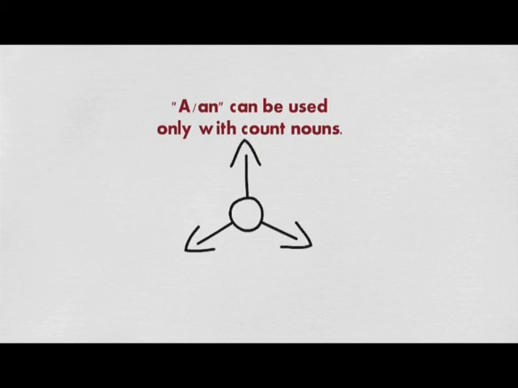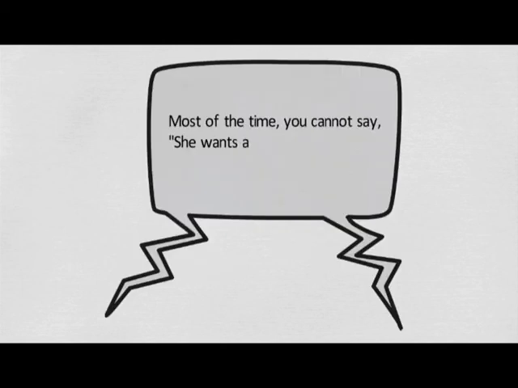A and an can be used only with count nouns. I need a bottle of water. I need a new glass of milk. Most of the time, you cannot say, she wants a water, unless you are implying, say, a bottle of water.